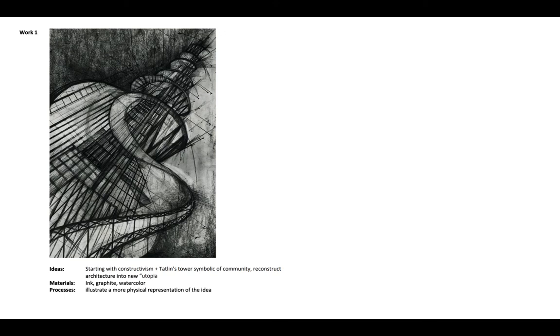So some things to look at here is the writing that you'll see at the bottom of each one of these images. And this is something that you will have to do and that we will practice as you submit your work. So you have to write about, for each one, ideas, materials, and process, and remembering that you can only use 100 characters. So here for the ideas, they've told us, starting with constructivism and Tightland's tower symbolic of community, reconstruct architecture into new utopia.